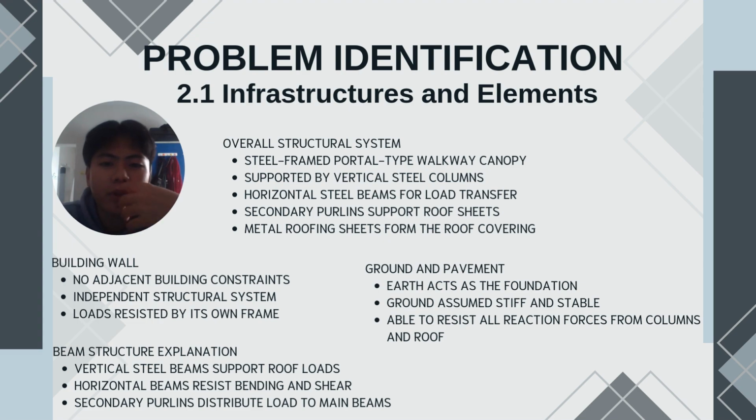The last one for infrastructure and elements is the ground and pavement. This structure is supported by the earth and acts as its foundation. The ground is assumed to be stiff and strong enough to withstand all vertical and horizontal reaction forces transferred from the columns and roof structure.